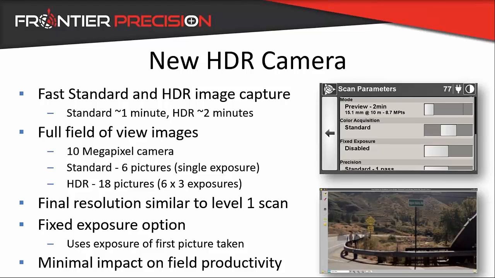So a couple of things on the new HDR camera on these two scanners. Basically, standard is less than 1 minute, or HDR at 2 minutes, so very fast. It's a 10 megapixel camera, and the HDR is basically taking 18 pictures for its 360 scan. Final resolution is similar to a TX8 one-level scan with very little impact on field productivity because the images are taken so quickly. Previous TX8 scanners did not have a camera whatsoever, so this is a huge improvement to that particular piece of equipment.